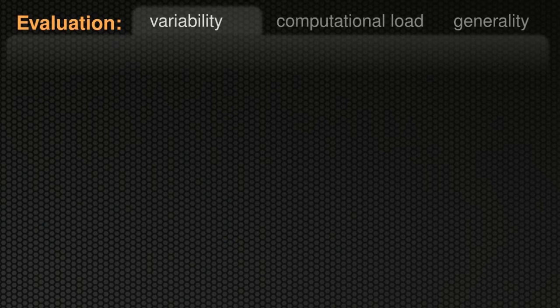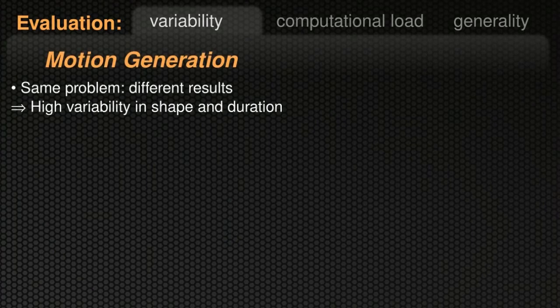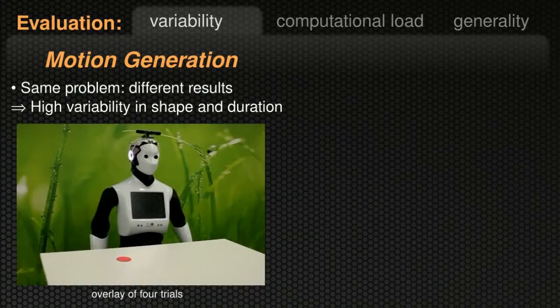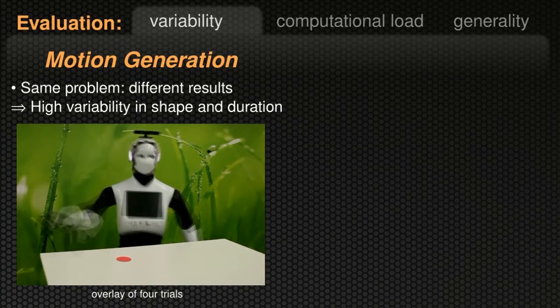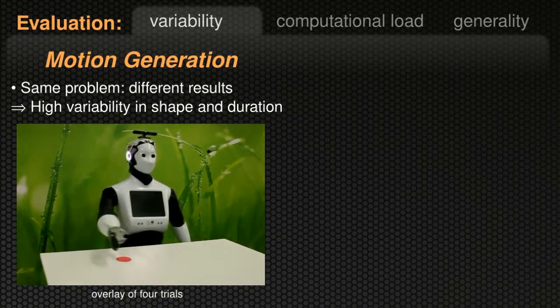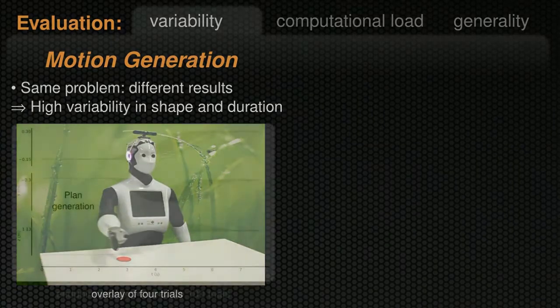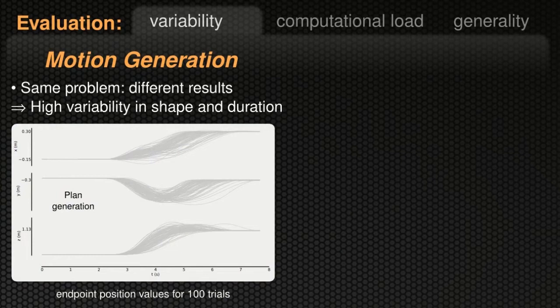Variability. Since motion generation plans from scratch, solving the exact same problem multiple times usually leads to different motion plans. By overlaying 4 resulting reaching movements, for the red dot, we see that the movements differ substantially. This also becomes obvious in the plots of the 3D end effector position, which depict 100 such movements. We see high variability in shape and duration.